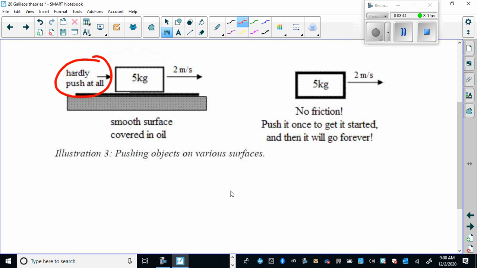So just mull over those concepts. That's lesson 20 in a nutshell. And the important thing to understand from this lesson is that the natural state of objects is to be moving at a constant velocity or stationary. In other words, the natural state of objects is to do what they're already doing, but not to accelerate.